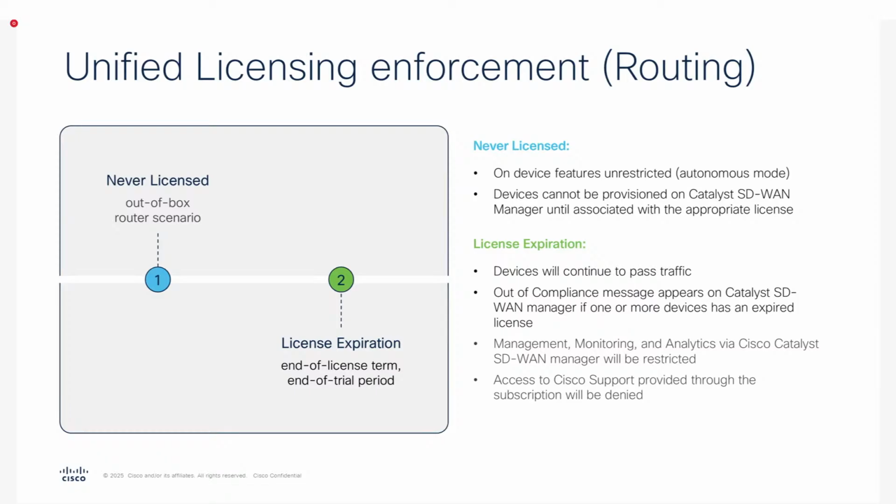Once you do get the licenses set and the licenses expire, the same thing happens as in switching. The devices continue to pass traffic. You'll get an out of compliance message on your Cisco SD-WAN manager if you've got one or more devices that has an expired license. And then your management, monitoring, and analytics from the Cisco Catalyst SD-WAN manager are going to be restricted, and also access to support through the subscription will be denied. I see I left out the bullet point for the software update, so this one would also include the software updates only for critical security advisories and critical bug fixes as well.